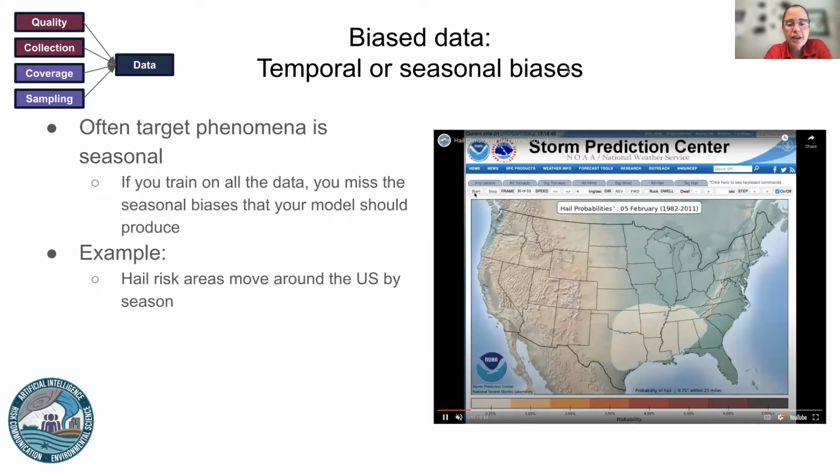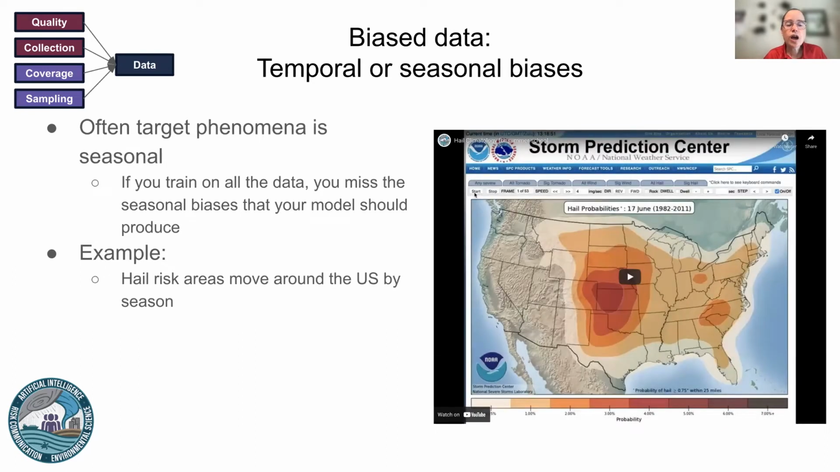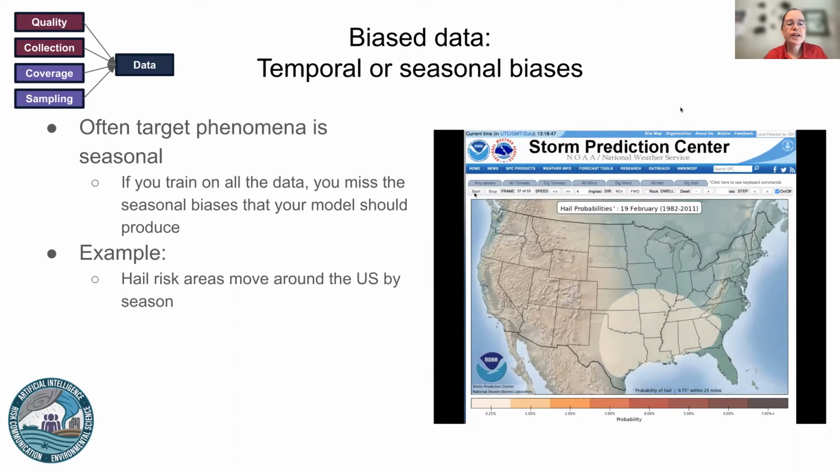All right, hopefully this plays automatically. Yes, okay. So another bias, Douglas brought this one up. We both kind of did our slides separately without knowing that each other were going to do the temporal bias, but I thought I'd put it in there anyway because I think it's important to emphasize another one. The target phenomena that you might be trying to predict might be seasonal. And if you're training on all the data that's in the universe, you might miss the seasonal biases that your model should produce. So for example, the hail risk areas move around the United States by the season.